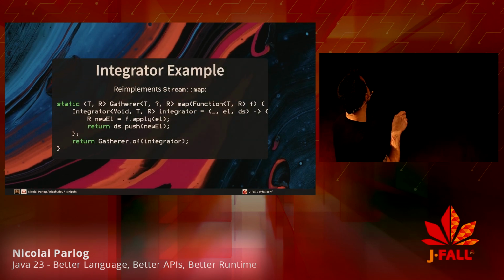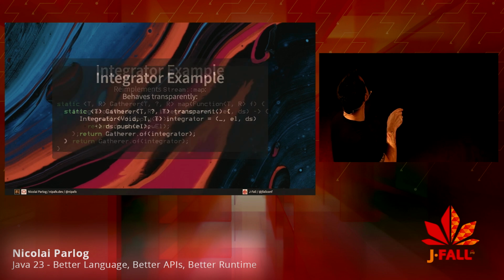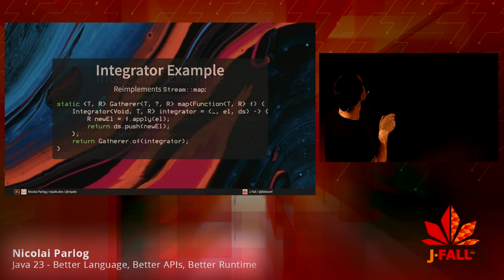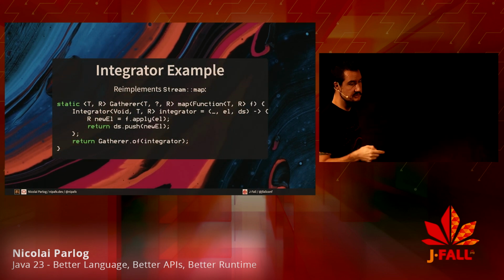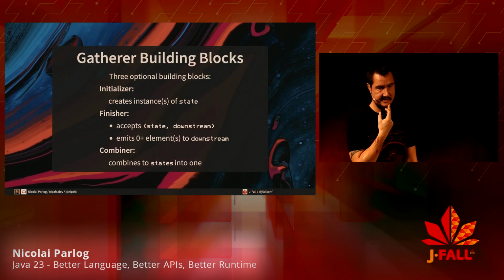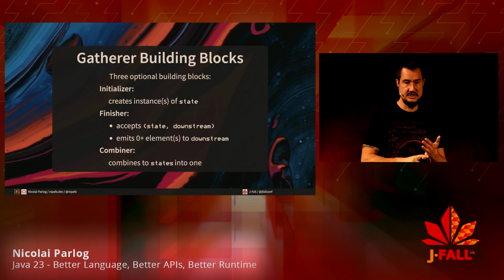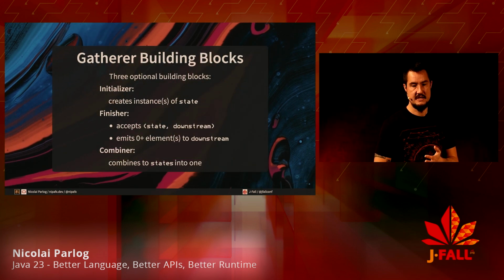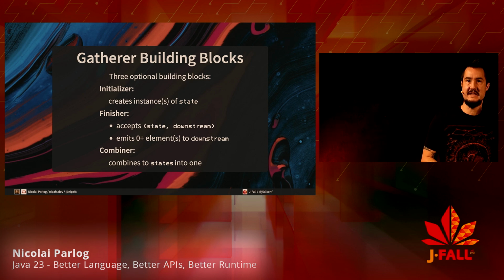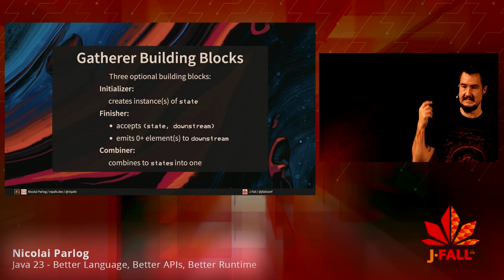And by the way, I'm returning something here. What I'm returning here, I did the same thing implicitly earlier, is an information whether the downstream wants to see more elements. That's what I need to return there. There are 3 optional building blocks: an initializer to create a state, a finisher to wrap up at the end of an operation, and then a combiner that combines several states.